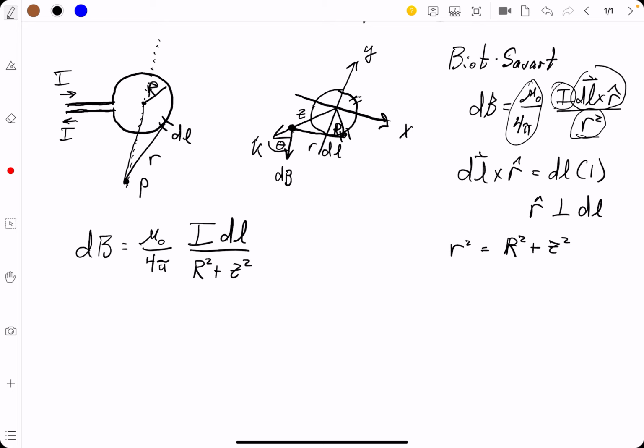So now we're going to integrate, because we want all of the dLs. We're going to end up integrating, and we're going to say that B is equal to our integral of dB cosine theta all along the wire loop. I'll tell you why the cosine theta in a second.